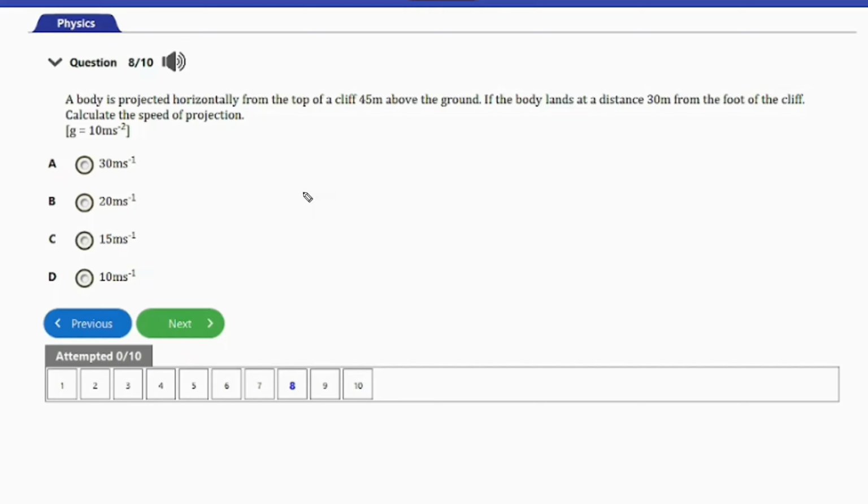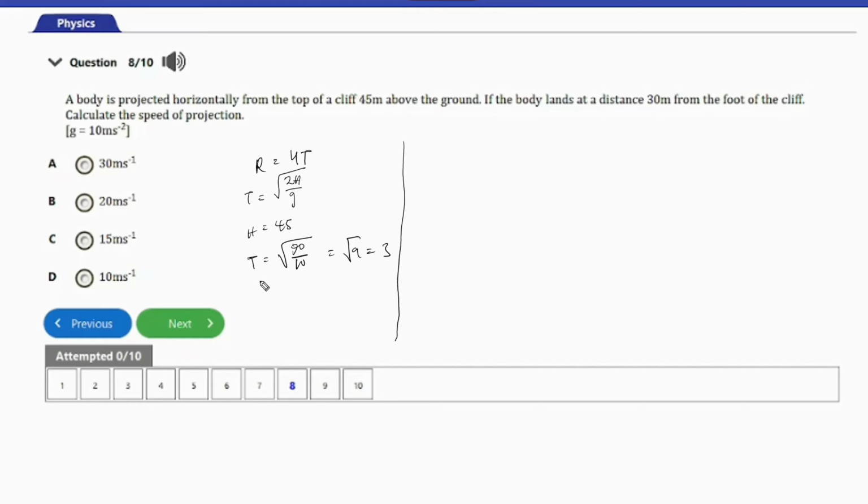So we're going to calculate for the range here using range R is equal to UT, but then we don't have the T, so we are going to calculate for the T using the equation T is equal to root 2h over G, where h, the height of the cliff, is 45 meters. Actually, we are going to multiply the h by 2, giving us 90, and when we divide it by the g, that will give us 9. So square root of 9 is actually 3. So in that case, t is 3.